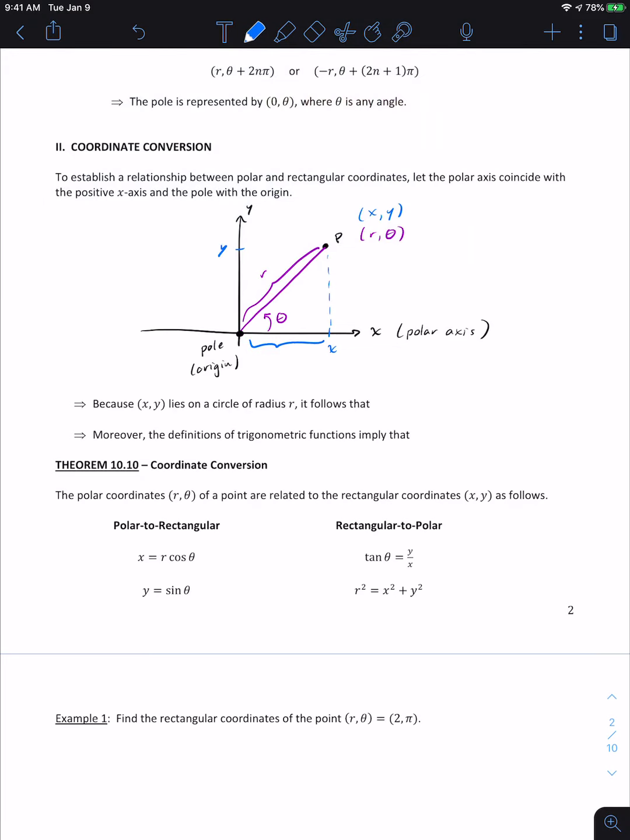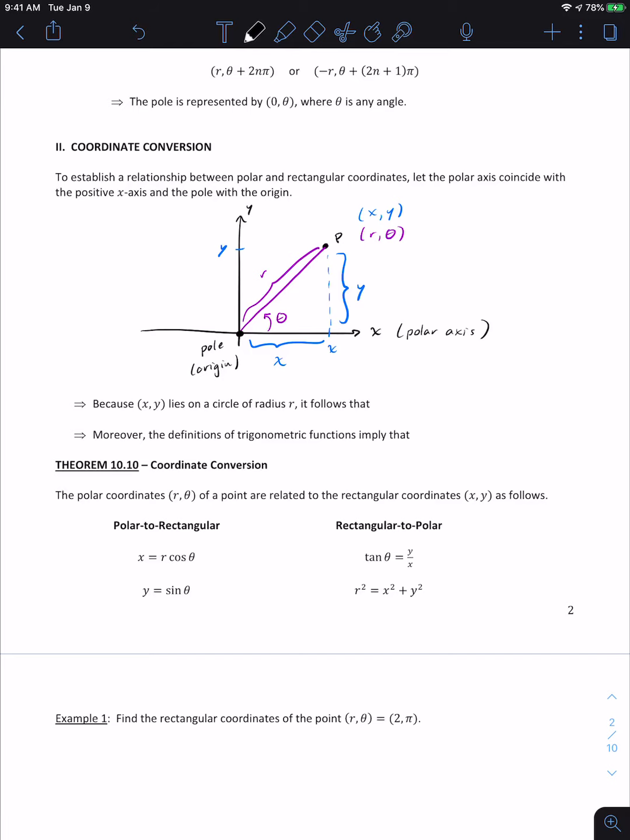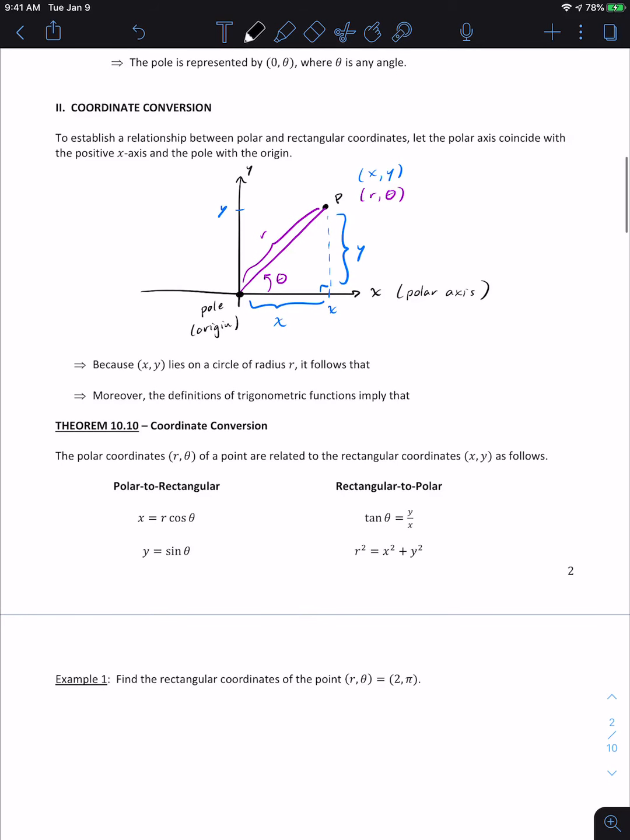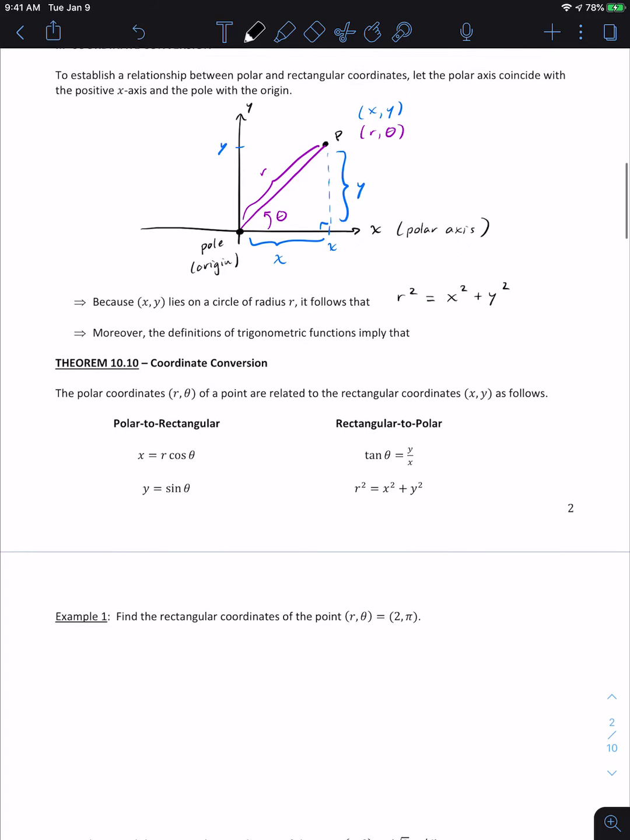And so this distance right here is x. This distance right here is y. What do you notice? This is a right angle right here, right? So if I take x squared plus y squared, that's going to equal r squared, right? Because that's through right triangle trigonometry and the Pythagorean theorem. So I get r squared is equal to x squared plus y squared. So that's going to be a way for us to compare x and y points to the polar representation, right? So I can find r.